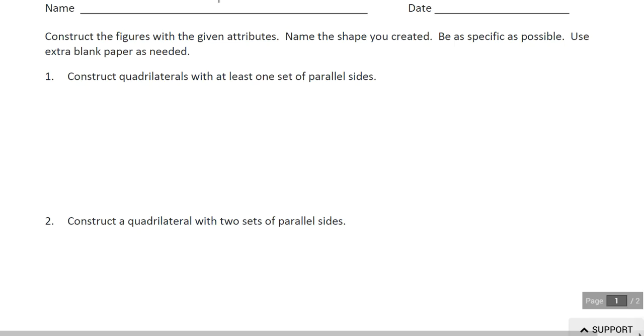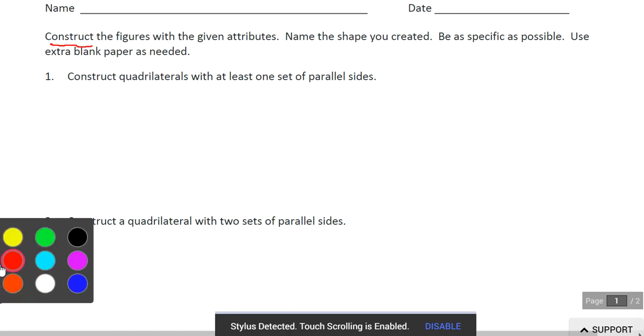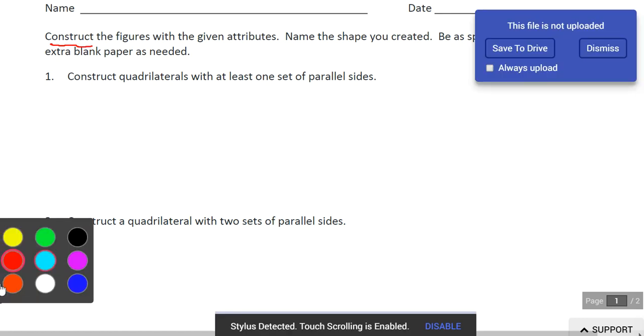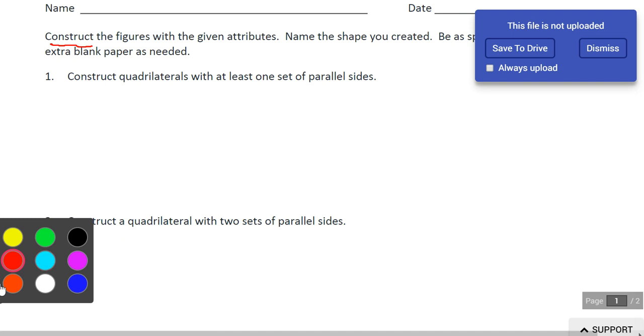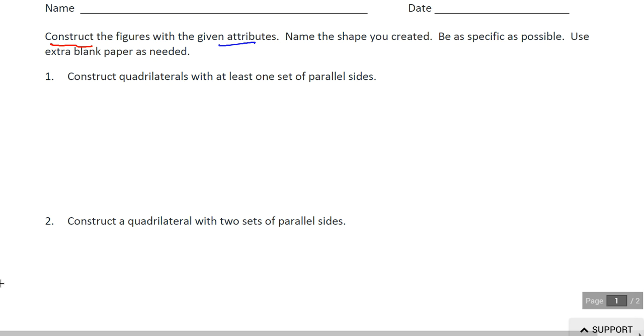All right, number 1 says construct. What does that mean? That means to build or draw. Okay, make. All right, so that's what we're going to be doing. And the given attributes means the attributes that are discussed in number 1. And we have to be as specific as possible. Use extra blank paper as needed.